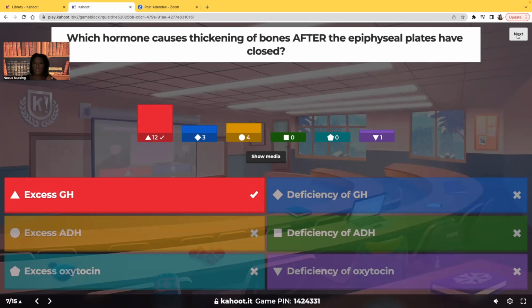Now, if the patient has too much growth hormone, but the epiphyseal plate has not closed yet, that can cause the person to be taller. So when it's a child or an adolescent and that epiphyseal plate hasn't closed yet, they can get a synthetic form of growth hormone and they'll grow taller. But once that growth plate has closed, they have to stop getting that medication, because if they keep taking it, all that's going to happen is they're going to get acromegaly. They are not going to get taller. So the correct answer, guys, is excess growth hormone, because look at what it says. It says after the epiphyseal plate has closed.